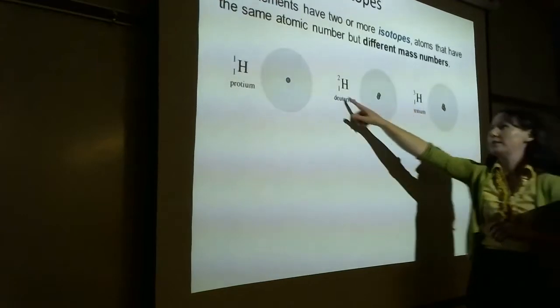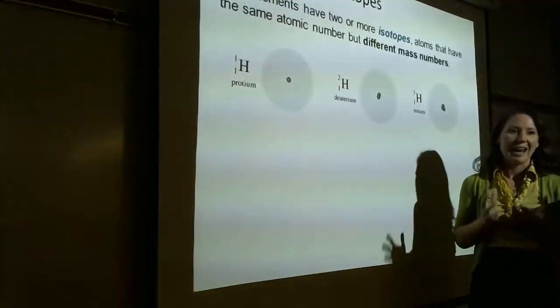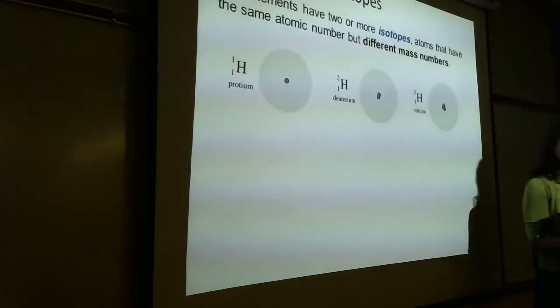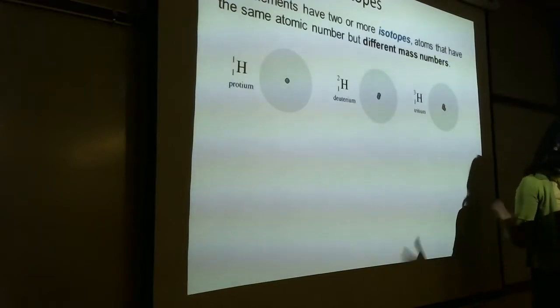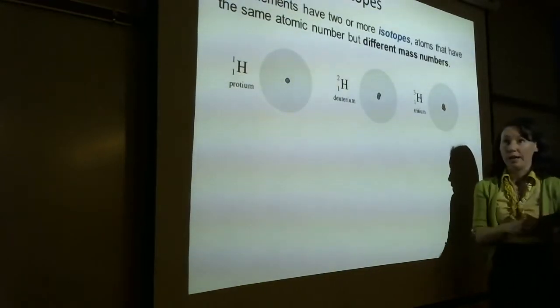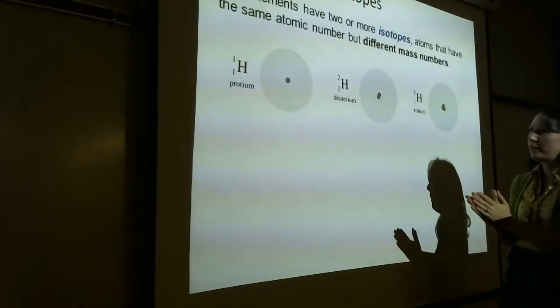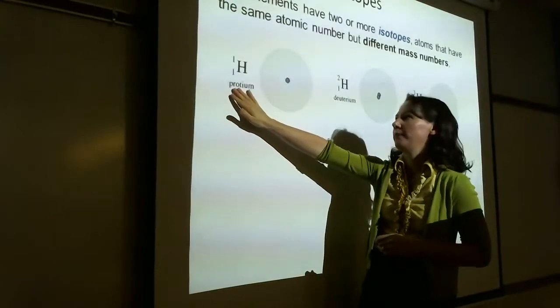The bottom number is always the same, right? Because that's the atomic number. That's the identity. So you can think of isotopes like gaining weight, right? If you lose 50 pounds, have you changed your social security number? No, you're still you, right? Your identity has not changed. You've just gained or lost weight. Same thing here. So here are 3 isotopes of hydrogen.